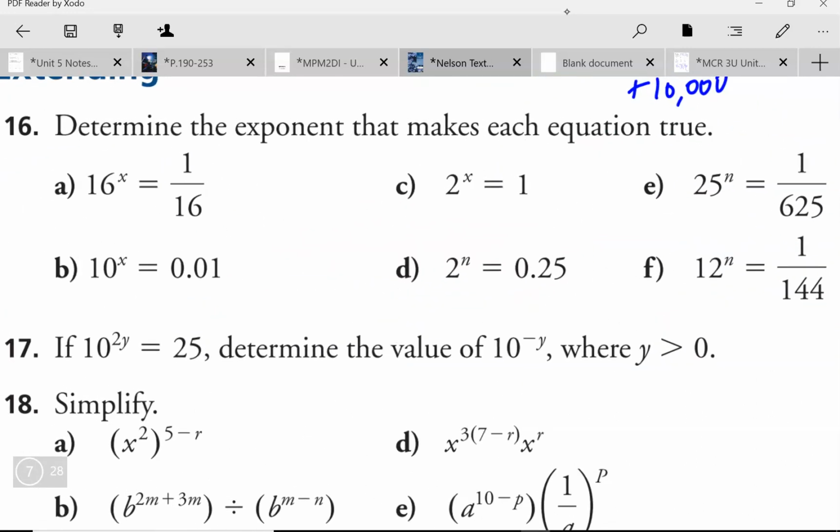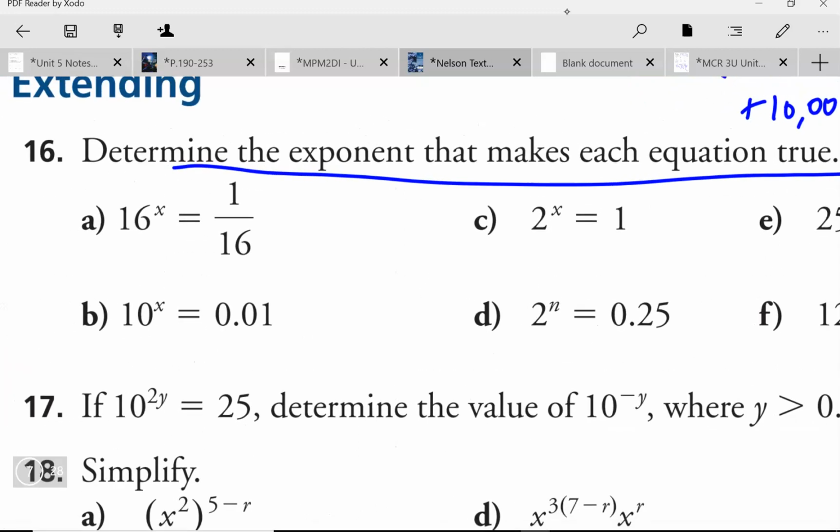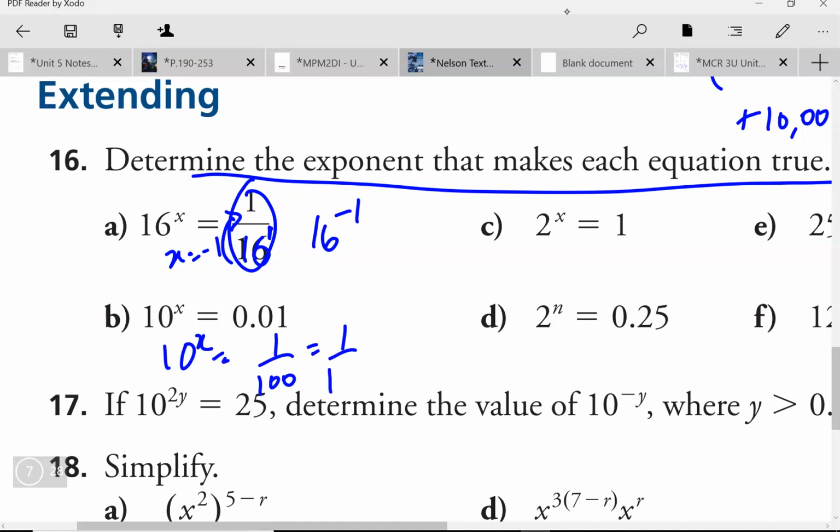And also, I'd like you to try some of these ones. It's very important that we be able to go backwards. So we have to know that this is just 16 to the power of negative 1, right? Because there's a positive 1 here. We're going to move the 16 from the denominator to the numerator and change that exponent to a negative. So here x equals negative 1. The same way we're going to work here: 1 over 100 is just 1 over 10 to the power of 2, which is 10 to the power of negative 2. So x equals negative 2.